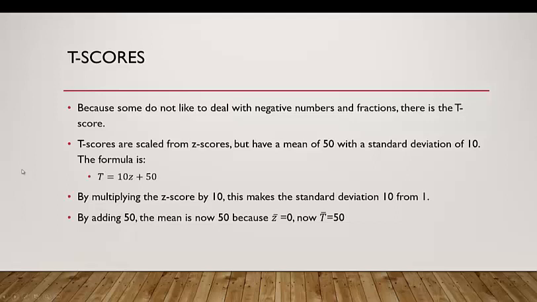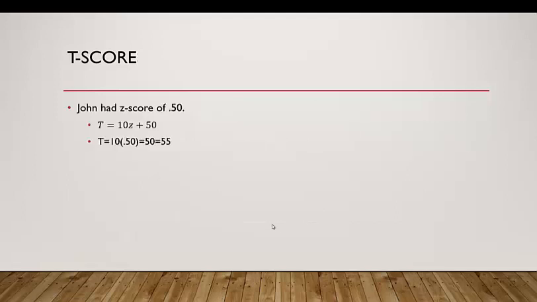The formula for converting to a t-score, once we have our z-score, is we're going to multiply our z-score by 10. What this does is it changes our standard deviation from 1 to 10. And then we're going to add 50. What that does is it makes our mean, from 0, now t-bar is 50. So let's convert those scores to t-scores.